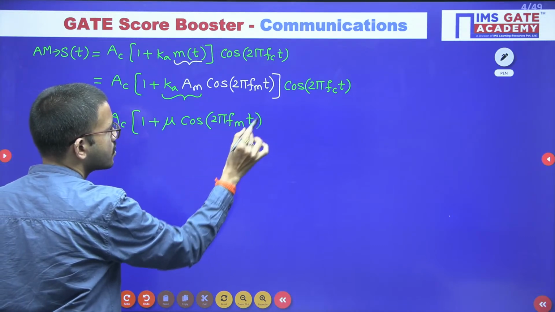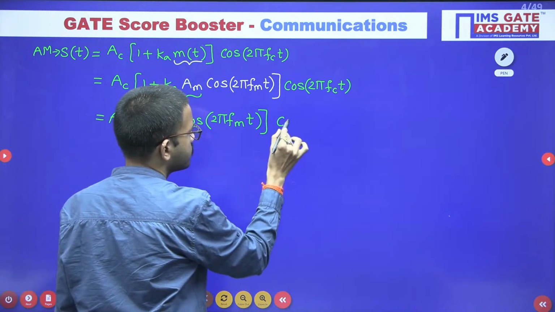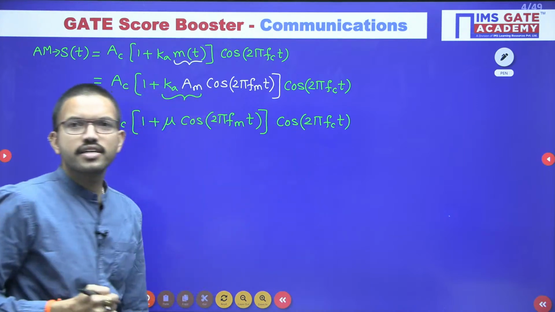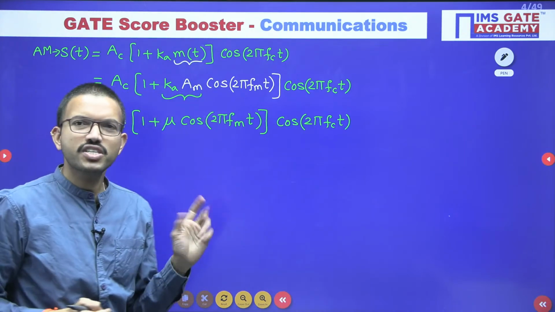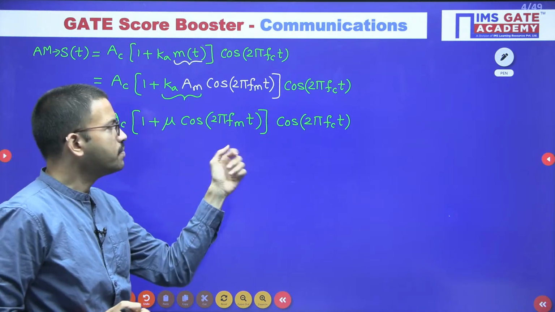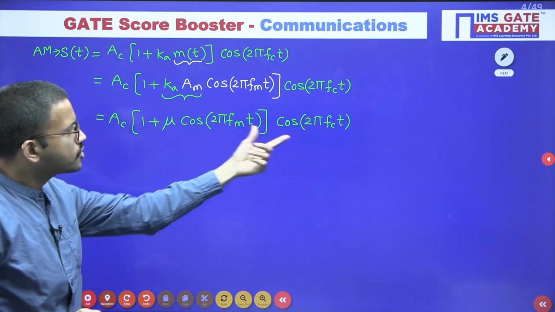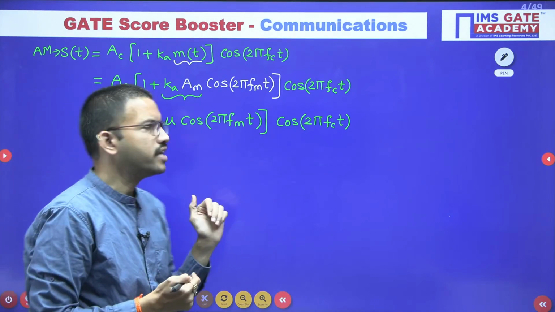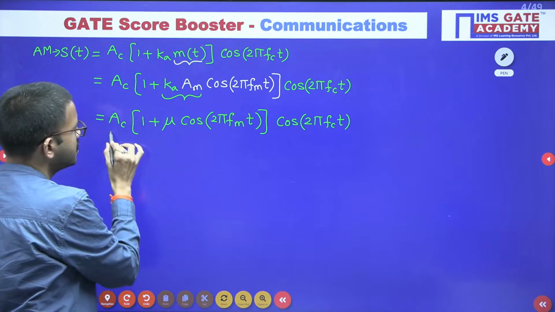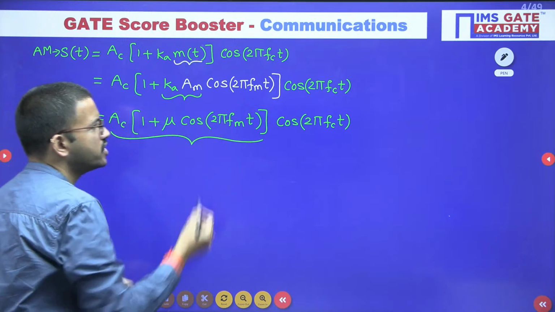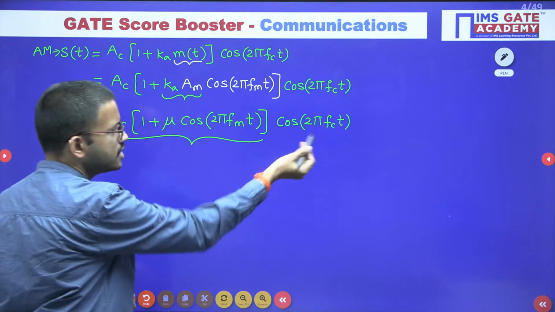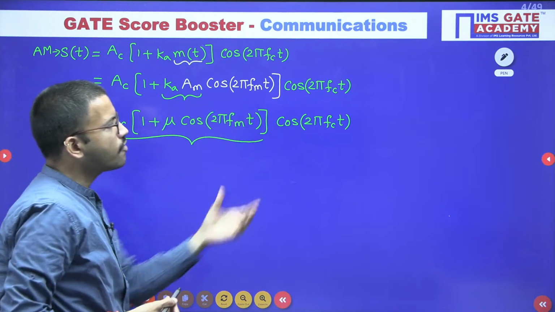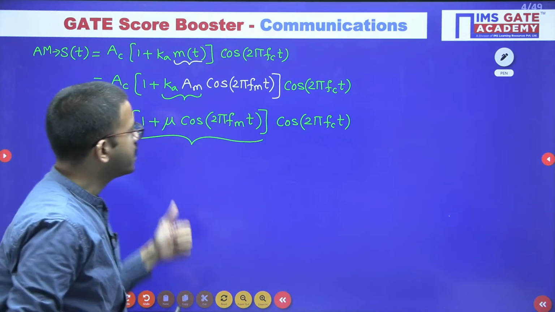So now we can represent this equation as Ac into 1 plus mu cos 2 pi fm t into cos 2 pi fct. Okay, right. If you are having one simple equation like Ac cos 2 pi fct, then for this particular cos 2 pi fct, the peak value is Ac, and the cos signal varies with respect to time. Similarly here, you are having Ac into 1 plus mu cos 2 pi fm t into cos 2 pi fct. For this overall signal, if you observe, this is the peak envelope of the AM signal.